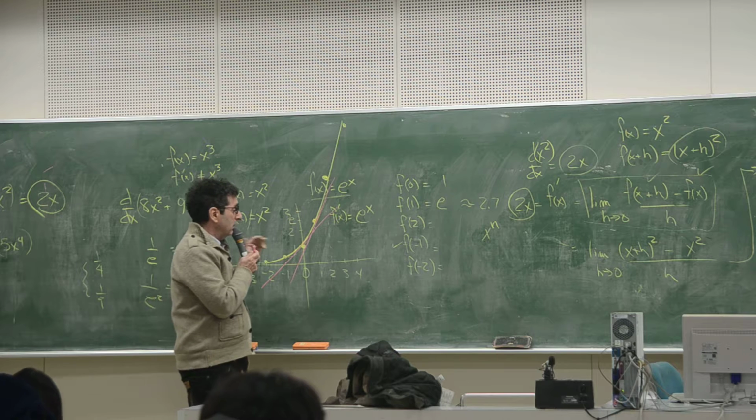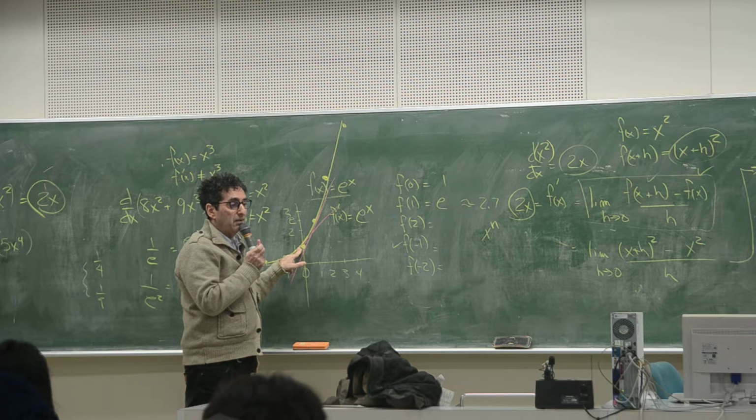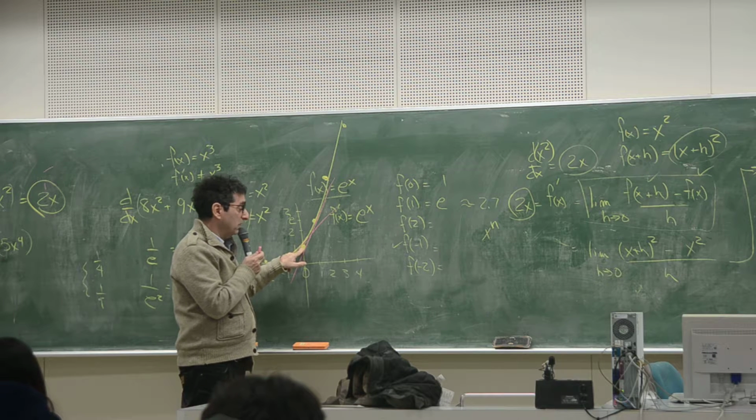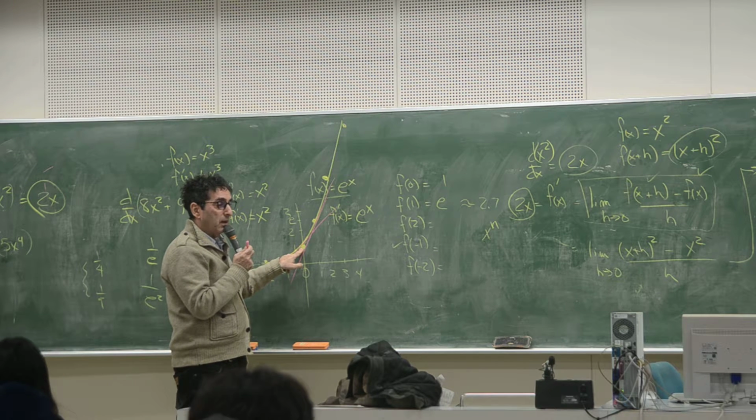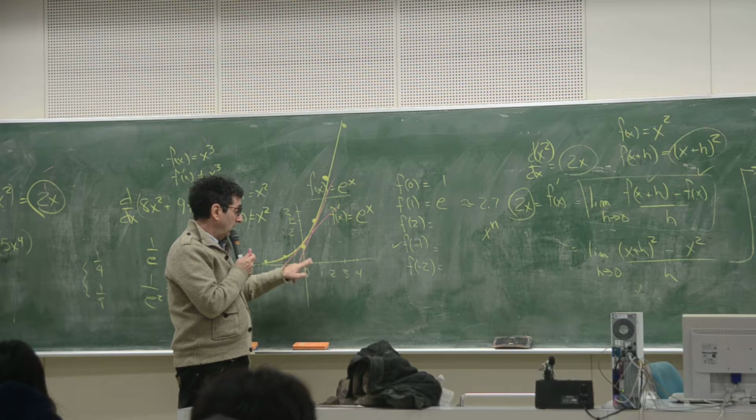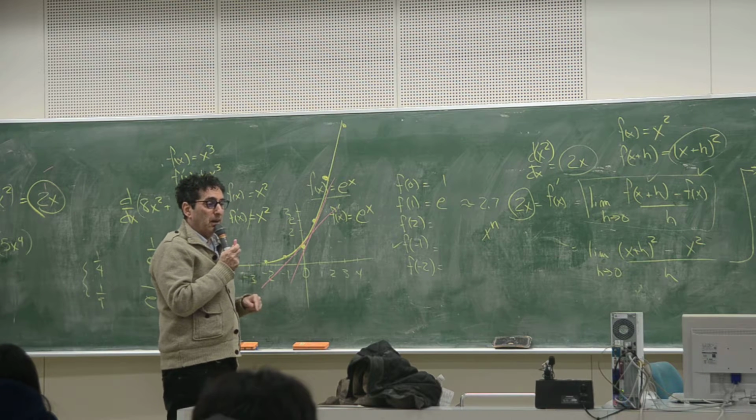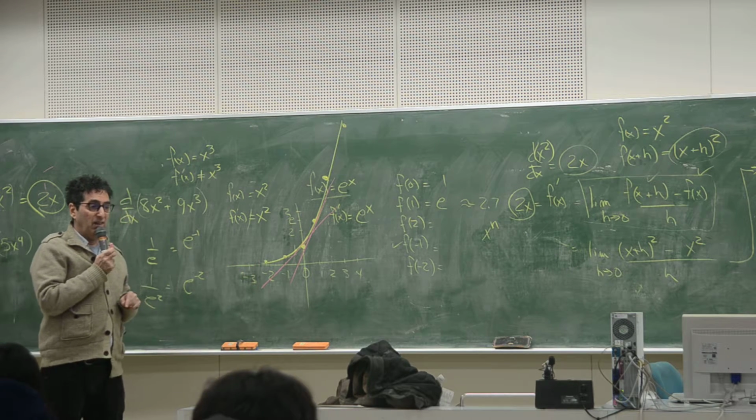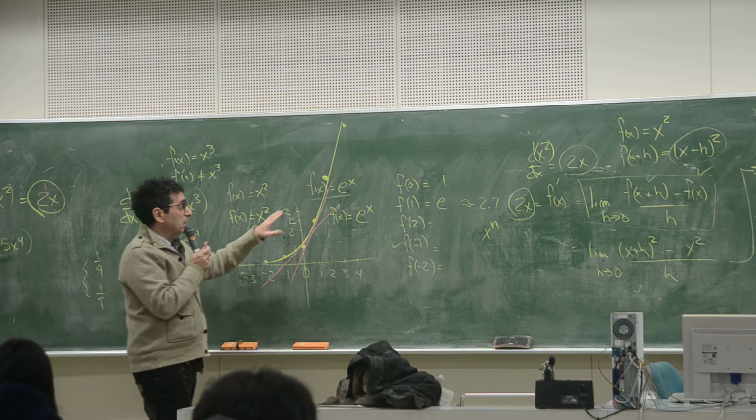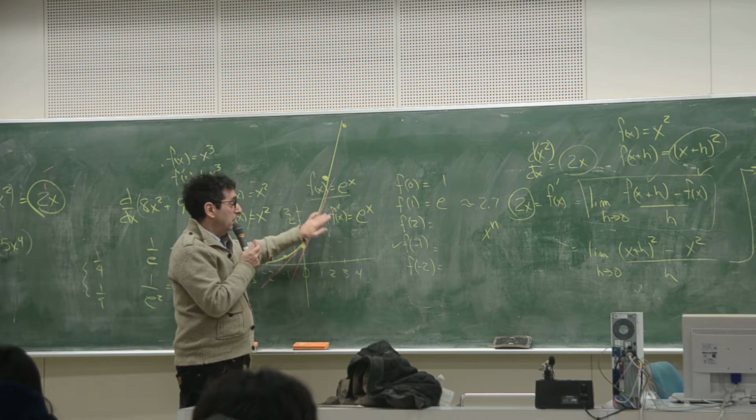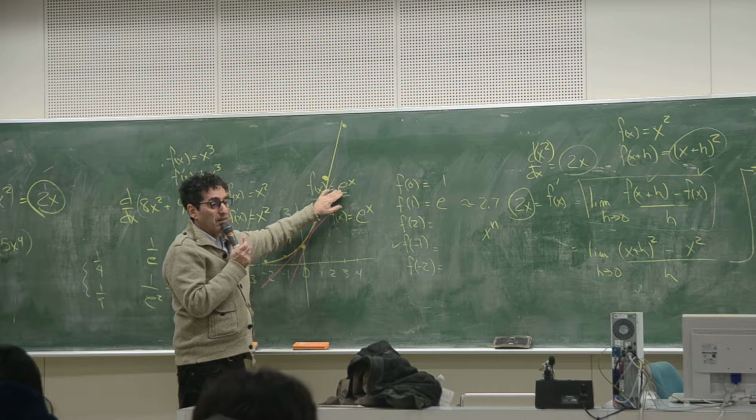But that's kind of weird because the slope is the same as the height of the function. So the height of the function here is 1, and the slope is 1. The height of the function here is e, and the slope is e. Anyway, just weird, but that's the answer. So this is the only function whose derivative is the same as the function itself.